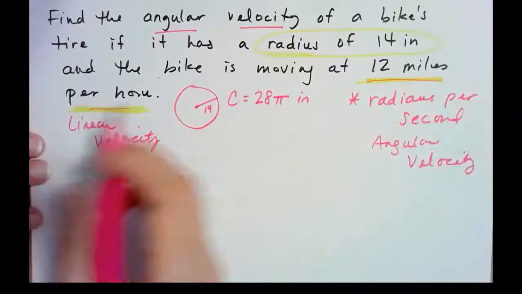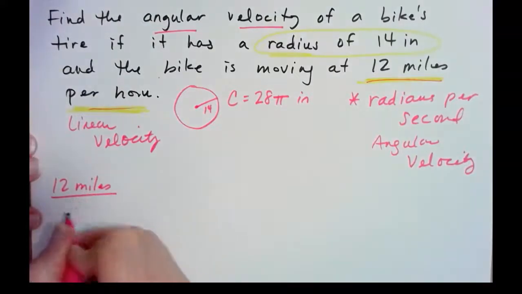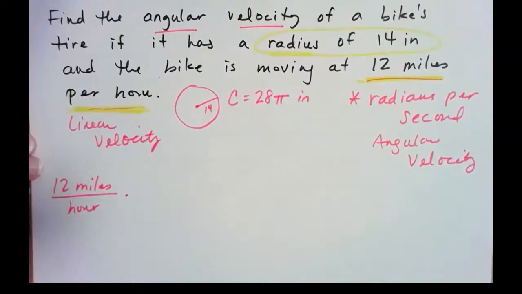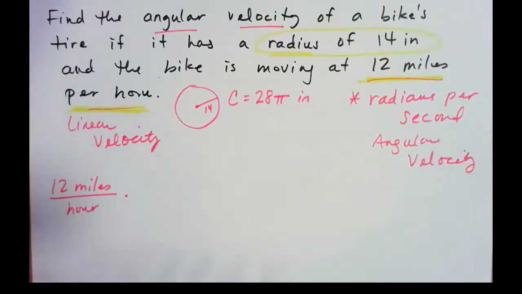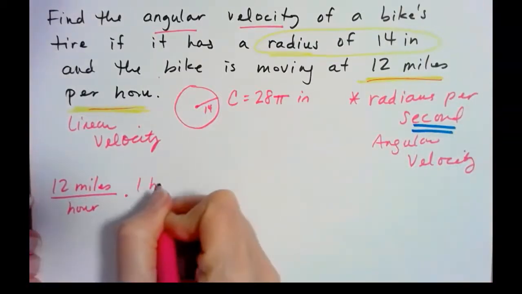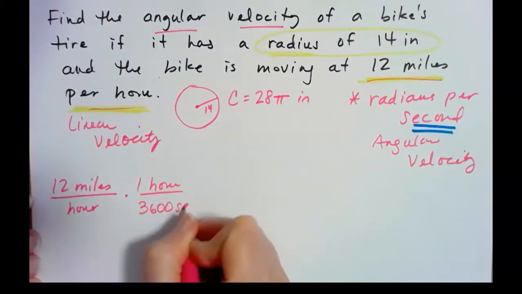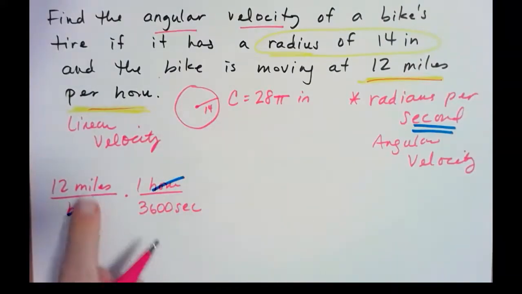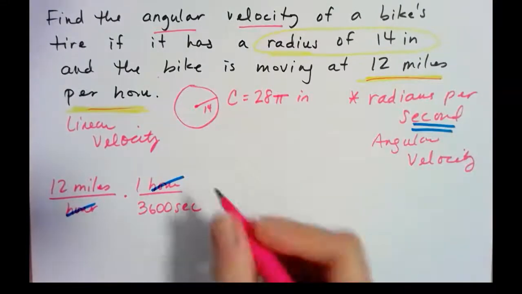So we're starting with 12 miles per hour, and we're going to have all our unit multipliers lined up across the page, watching them cancel. So 12 miles per hour. Let's dump the hours first because we're trying to get all the way to seconds. So 1 hour is equal to 3,600 seconds. So we have dumped our hours and we've got miles over seconds. We want radians per second.